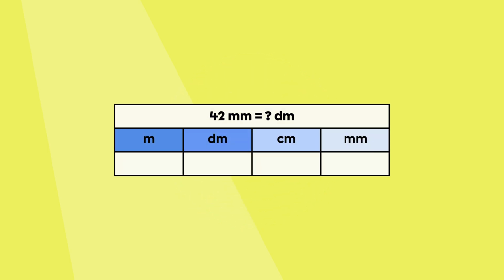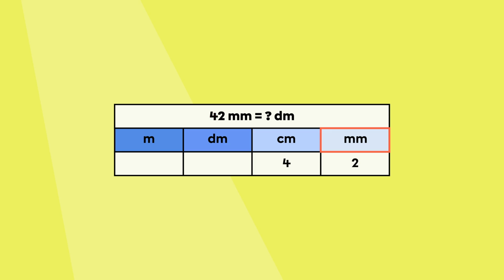Let's find how many decimeters are in 42 millimeters. In the metric conversion table for lengths, I find the column with the unit of measure I start with. In this example, the measurement is given in millimeters, so I find this column in the table. Here I write the digit that's in the ones position. In the number 42, the digit in the ones position is 2. So I write 2 in the millimeter column. I then place the other digits of the number in the table, making sure to write only one digit per column. So I write 4 in the centimeters column.